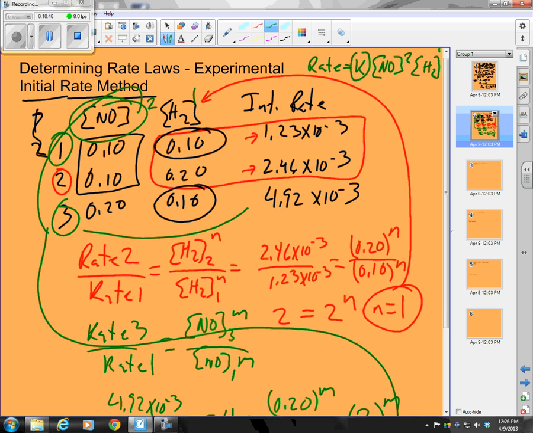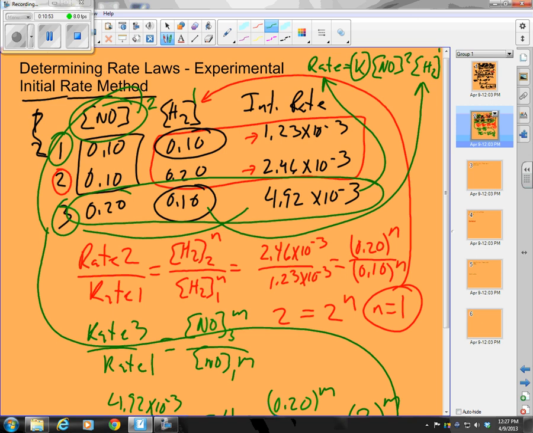Now, how can I get my K? If I wanted to get my K, then I could take any of these experiments, such as experiment 3, and drop it into our rate law. Got it? So I'd take my 0.2 and put it in here. I'd take my 0.1 and put it in here. Put my 4.92 up here, and then I can calculate my K. Any questions on that? All right, good.